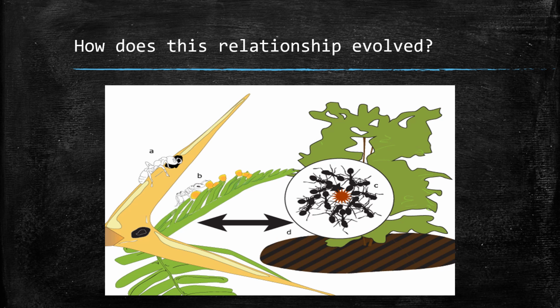A quick side note, ant and plant mutualism is not rare, with at least 100 other species of plant and ant exhibiting this relationship.